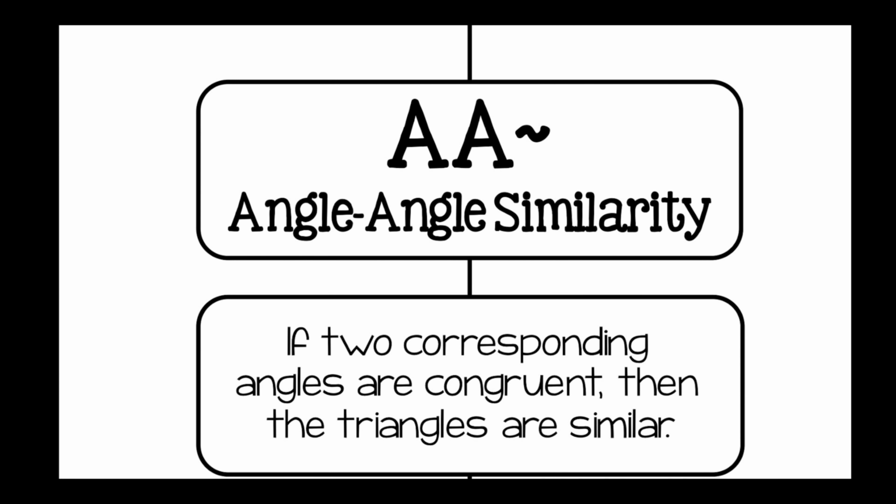So we're going to talk about angle-angle similarities. Angle-angle similarity is one way for us to show or to prove that two triangles are similar. For us to show that two triangles are exactly the same, except one is just a blow-up version or a shrink-down version of the other. So what does angle-angle similarity mean?